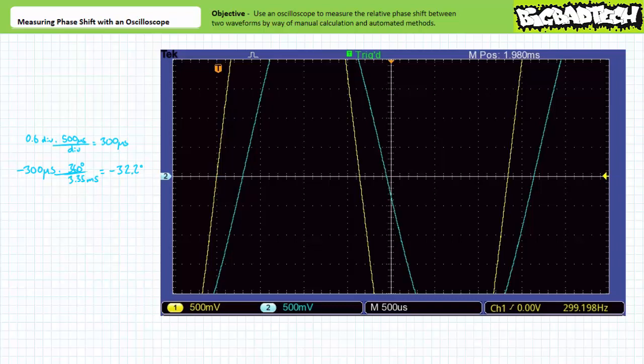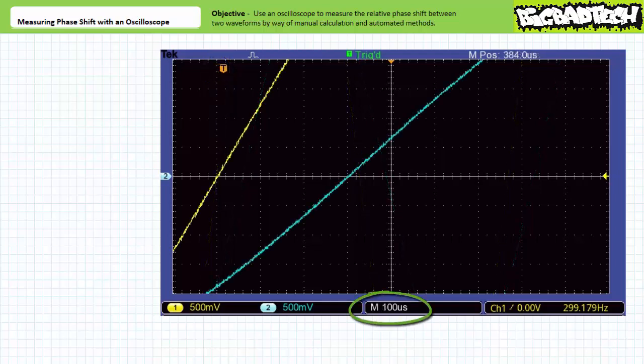of 32.2 degrees. In an effort to increase the precision of the phase shift measurement, one is also free to adjust the horizontal sensitivity. However, this often necessitates that a user horizontally reposition the display to keep both zero crossings going positive on the screen. If we change the horizontal sensitivity to 100 microseconds per division, notice the two waveforms are now separated by, let's say, 3 divisions.